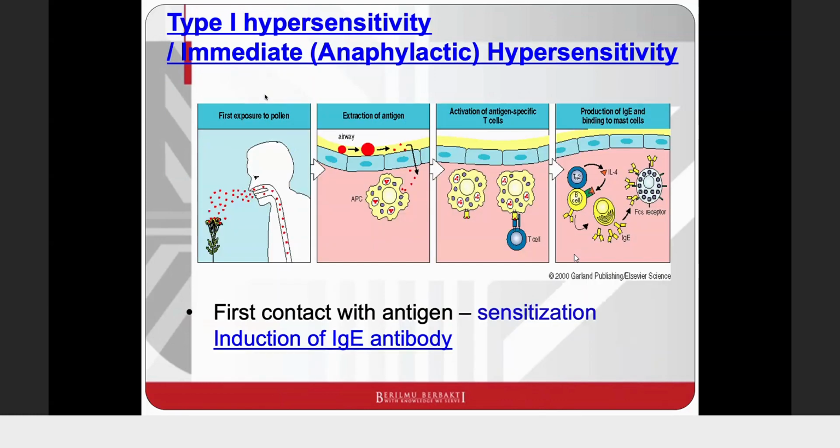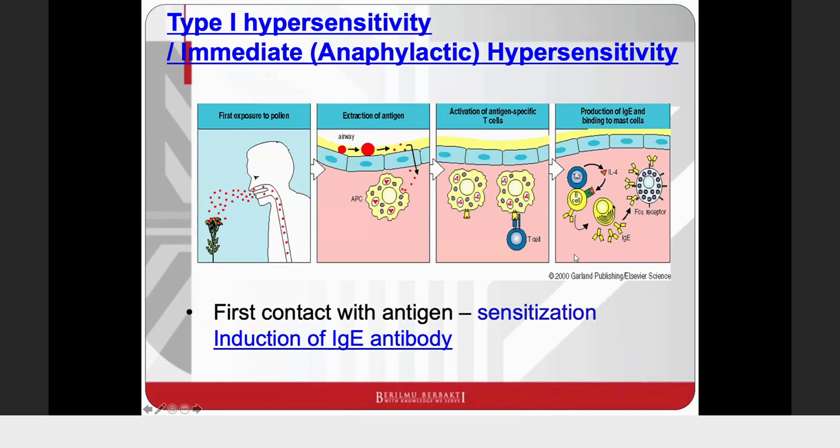For type 1, it is called immediate hypersensitivity, because the reaction is immediate once you are already sensitized to the antigen. Like I mentioned in my story last week, when I was in the US, the first spring, I was actually allergic to pollen. But the first spring I was just sensitized to the pollen antigen. So this is what happened.